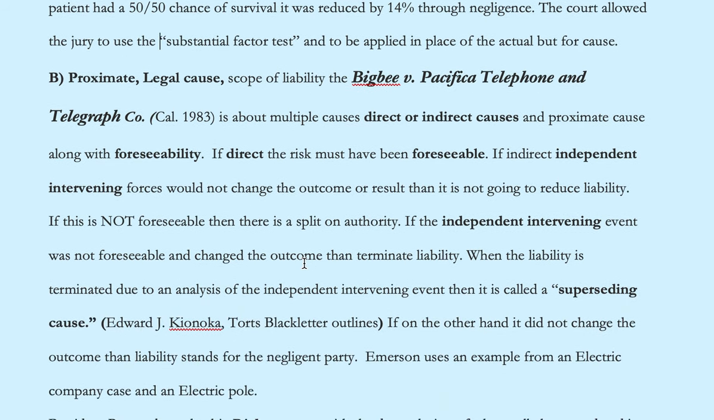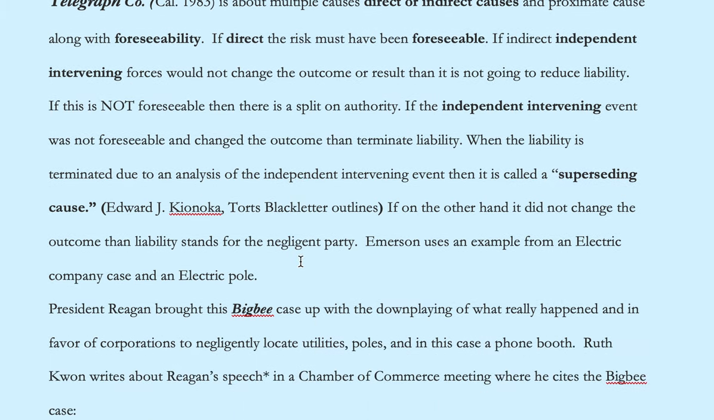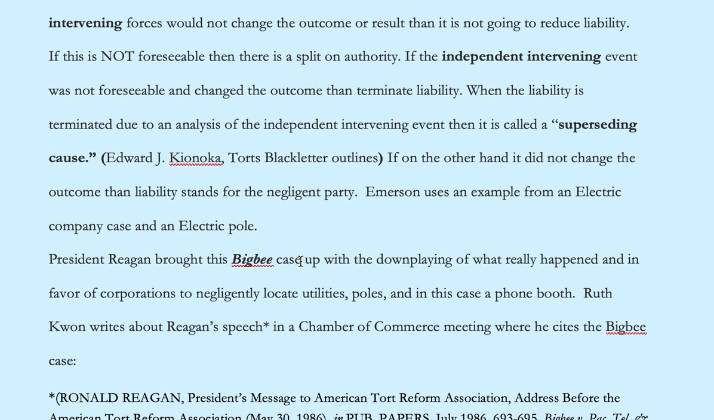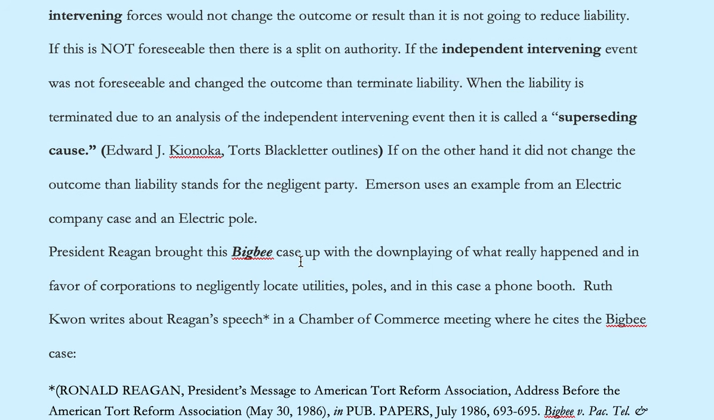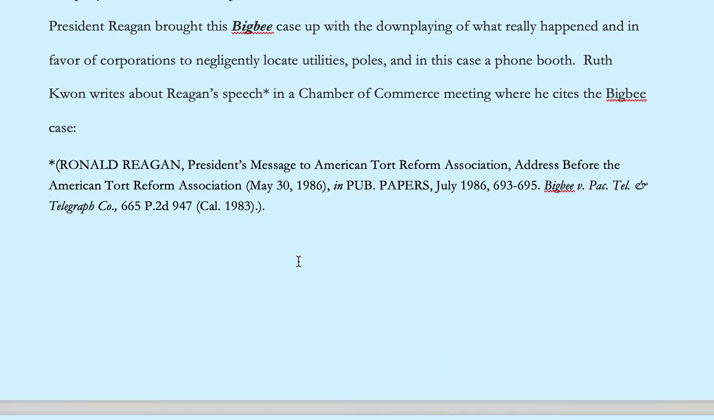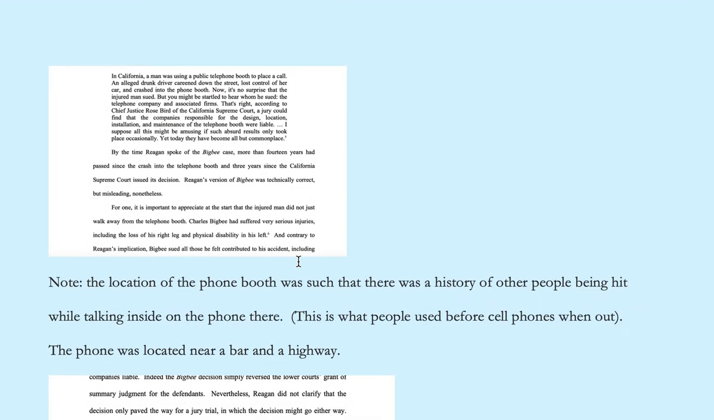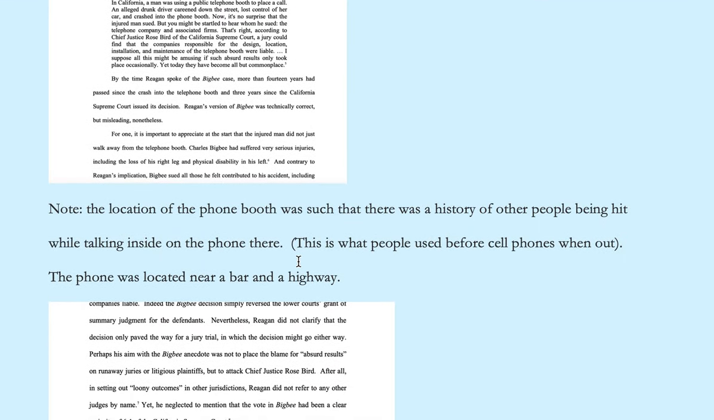Now, with the proximate cause, we talked about Big Me. I'm not going to go over that. It was about independent intervening things. You can watch the other video on that. And it also talked about public policies and changes in policies that have been coming up. And I took snippets from that.